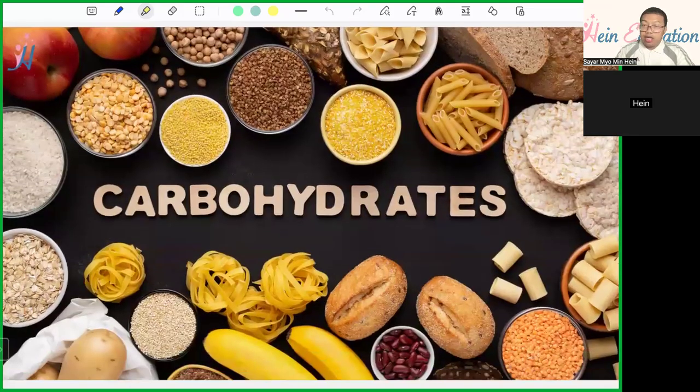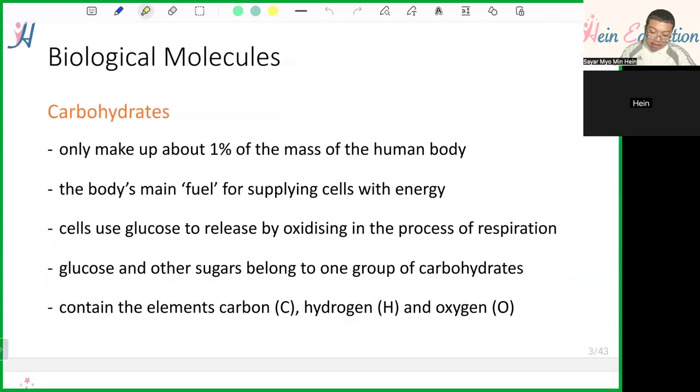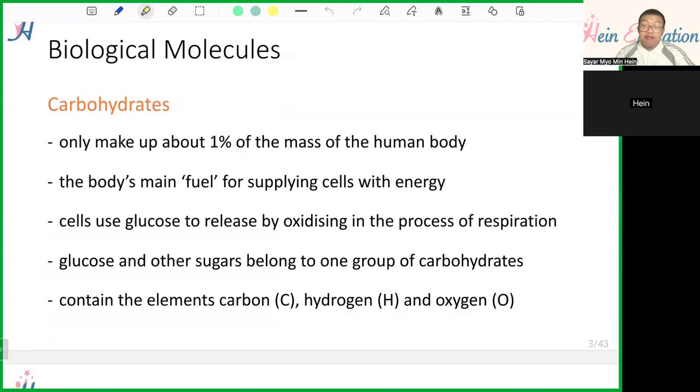As we all know, we consume rice, bread, potato, and starchy food, which are the source of carbohydrates, or mainly the source of glucose. We consume carbohydrates to provide energy in our body from the process of aerobic respiration, in terms of ATP energy. Carbohydrates only make up about 1% of the mass of the human body, and they are the main fuel to supply the cells with energy. Energy in this case means ATP energy, which in long form is adenosine triphosphate.